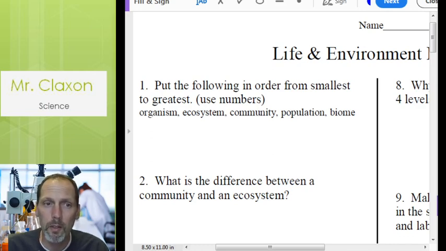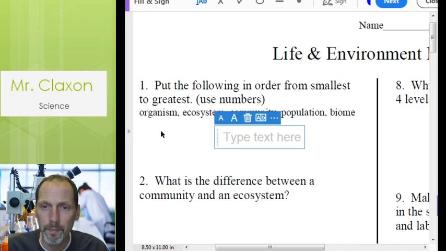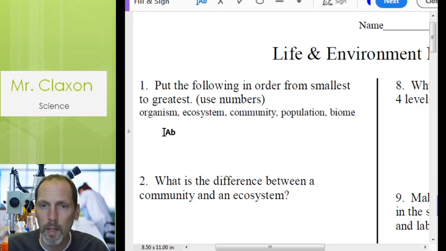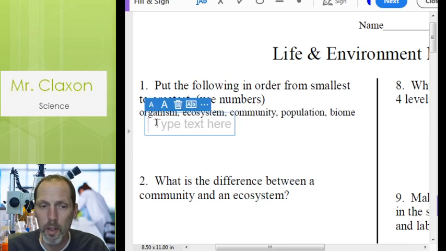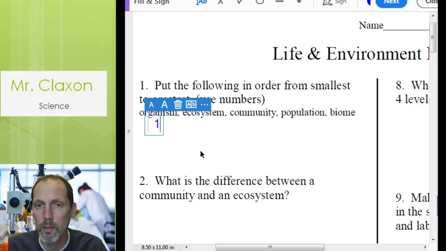Let's take a look at this, and if I can add in the answers for you here, that might also be helpful. But it says put the following in order from smallest to greatest. So I guess the first thing would be organism. That's the smallest thing.